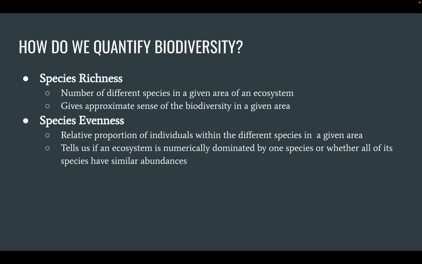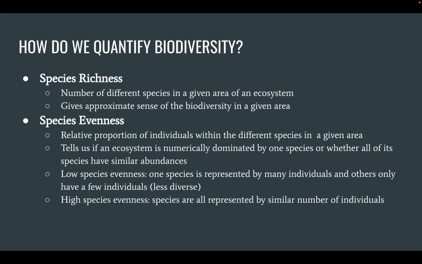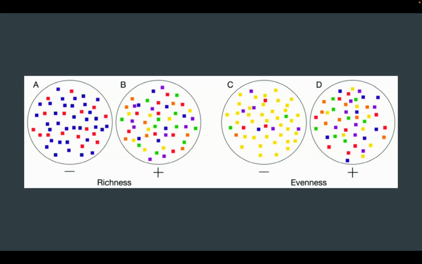It tells us if the ecosystem is numerically dominated by one species or whether all of its species have similar abundances. So low species evenness means that one species is represented by many individuals and others only have a few individuals present, which means it's less diverse or less biodiverse. And high species evenness implies that species are all represented by similar numbers of individuals.